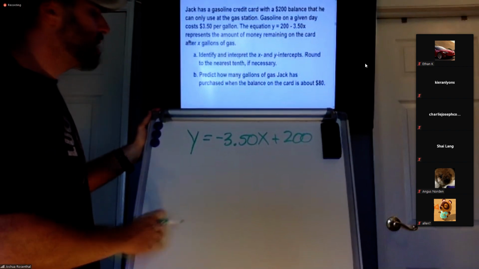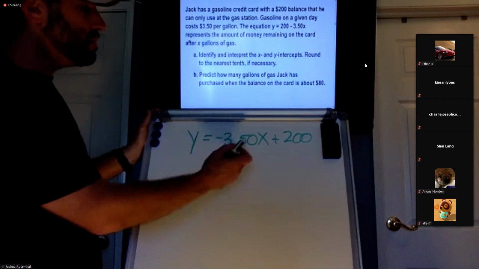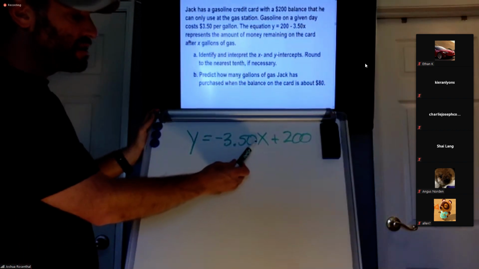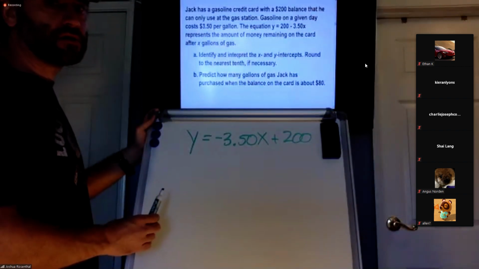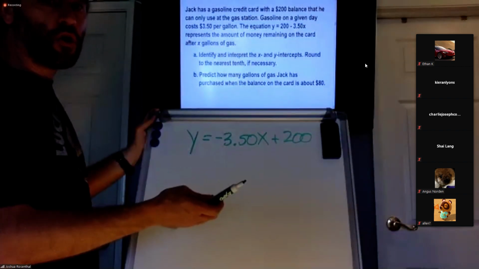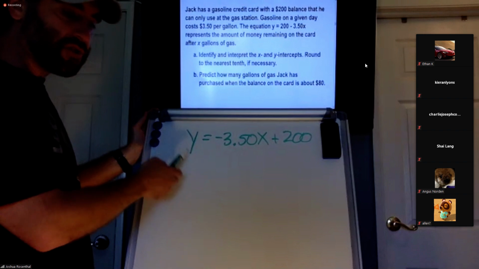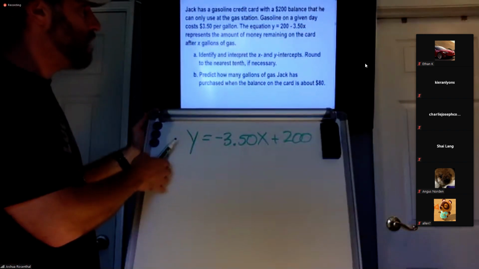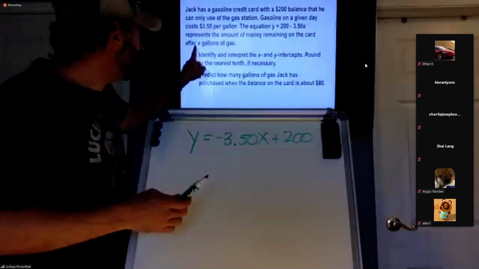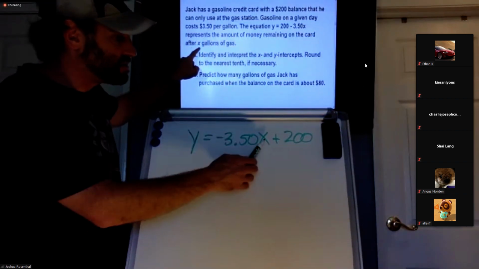And that represents, when you do that, let's say I get 1 gallon of gas, I have to take the 3.50 away from the $200 I have to spend. What's left over is what I have left on the card to spend. So that's why this Y represents how much is remaining on the card after I buy X gallons of gas.